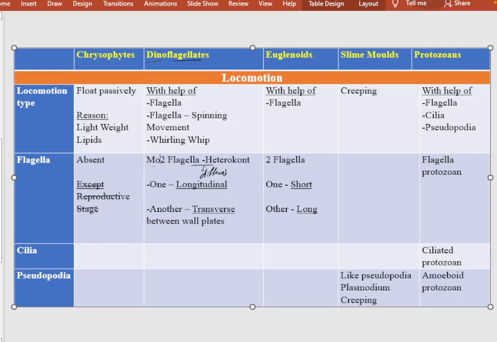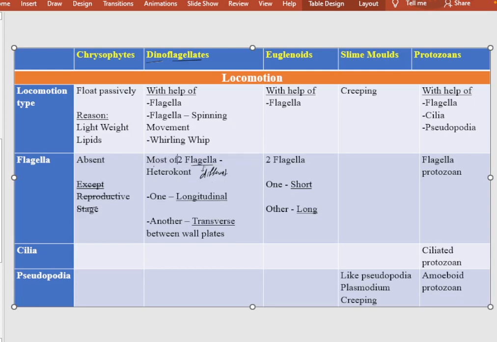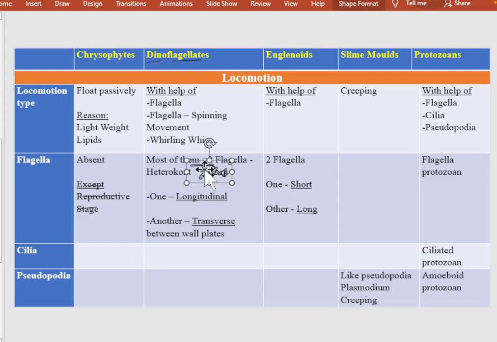Most of them have two flagella. The two flagella are heterocont. One is longitudinal, one is transverse.